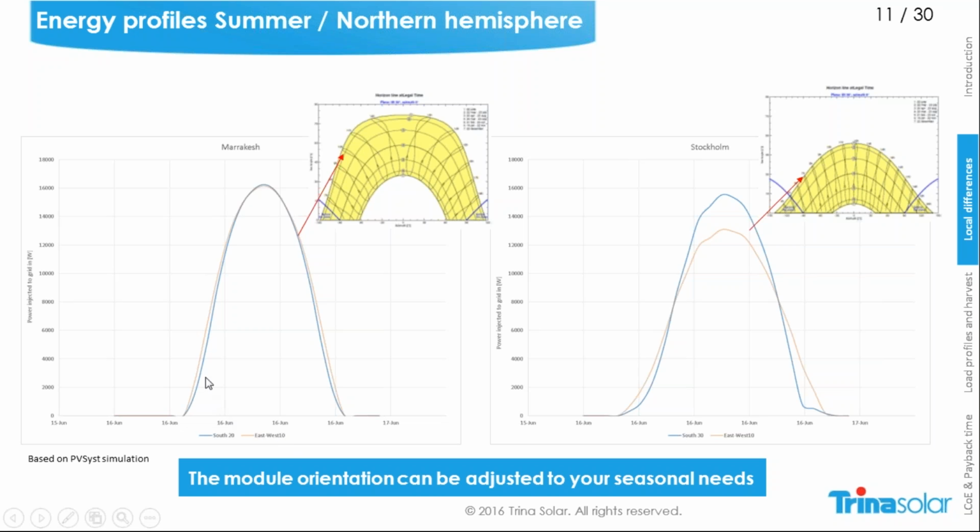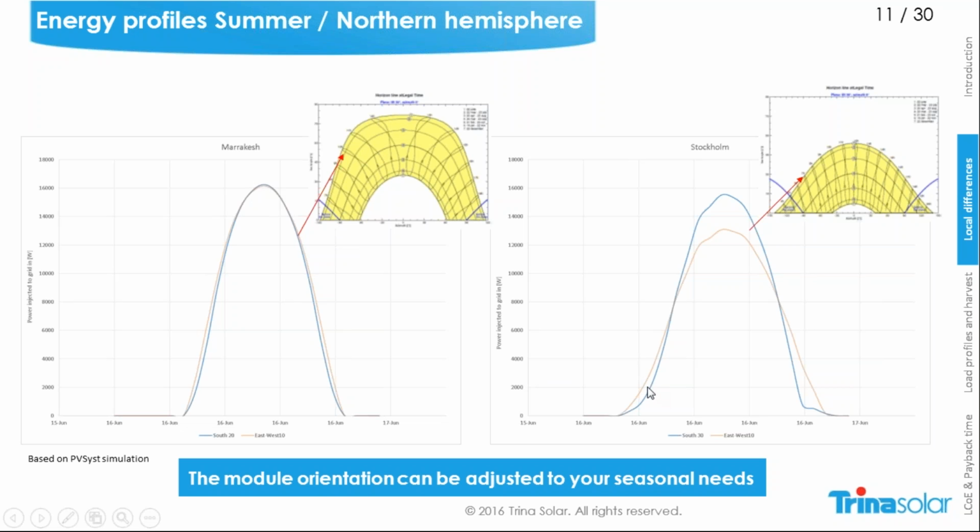As you can see, with the east-west system, you have a wider curve, and the peak during the noon is only slightly below the south-orientated system. Because we didn't reach the 90 degrees, so there's still a slight impact, and with the south-orientated, you're slightly better orientated to the sun. So the angle of incidence is better.